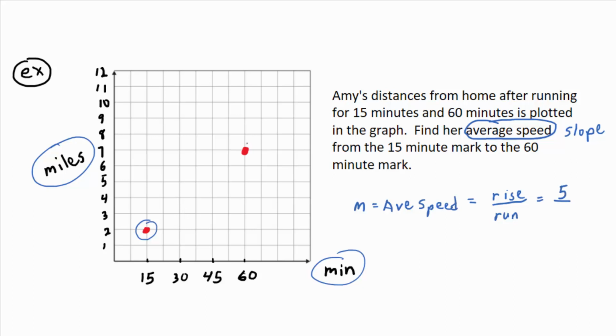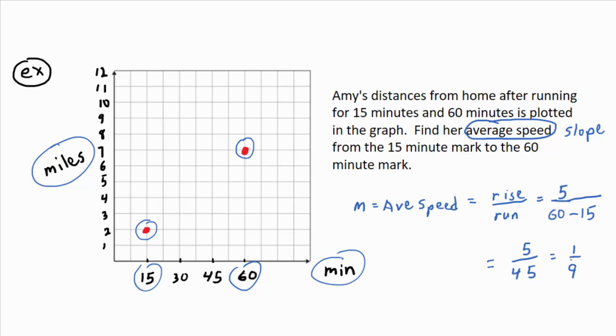So what's the horizontal position of this point? 60. And then what's the horizontal position of this point? 15. Okay. So what does that turn out to be? 5 over 45, which we might as well reduce. 1/9. Okay. Now we're going to change to a decimal in a second.